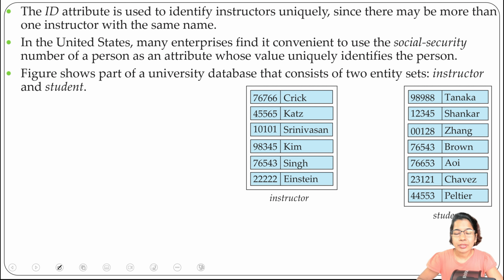In today's lecture, I discussed what is the ER data model, what is an entity set and what is an attribute. In the next lecture, I will discuss relationship sets.